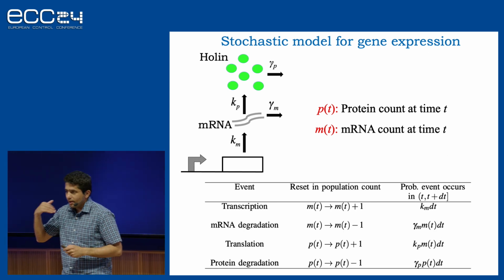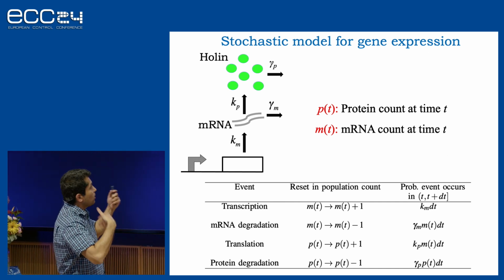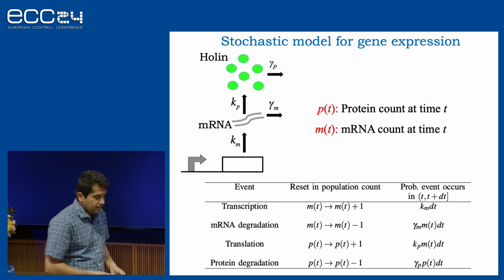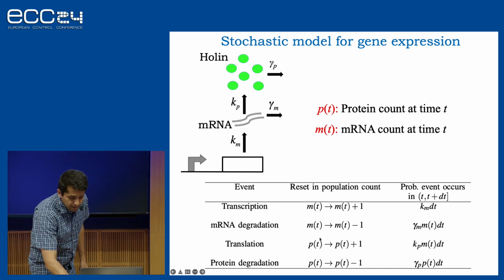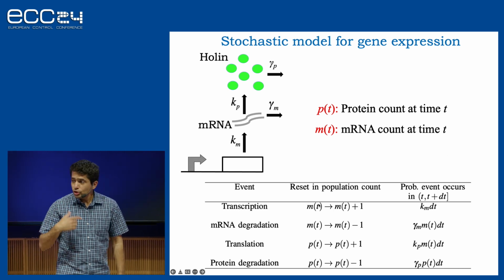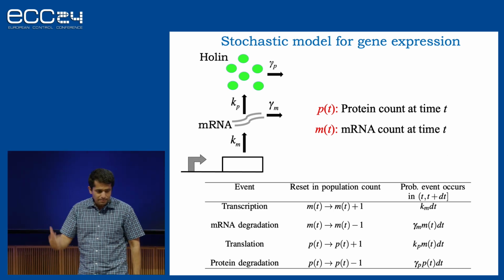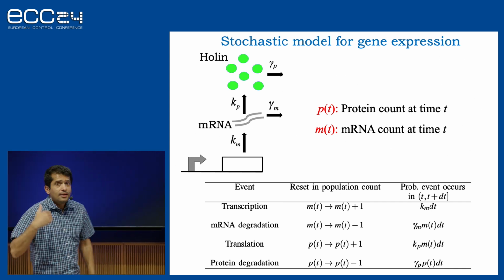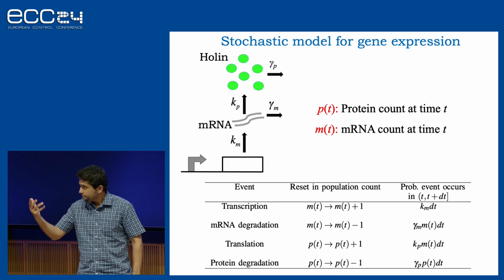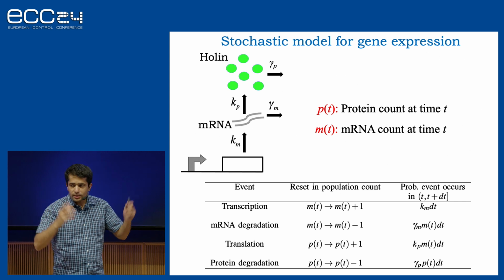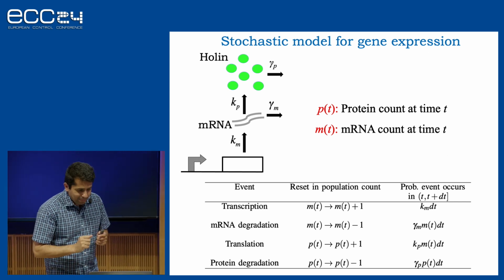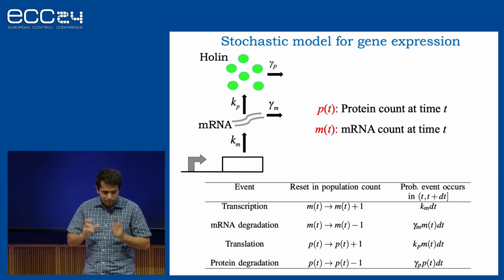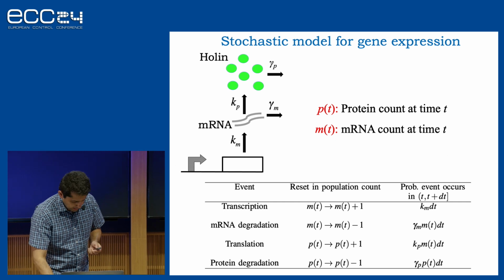They happen randomly over time with some propensity or rate. And when these events happen, the population counts change by integers based on the stoichiometry of the event. So if you have a transcription event, mRNA levels will increase by 1. You can write a chemical master equation. You can do a lot of theoretical analysis. But I'll get to the main theorem before we do the results.